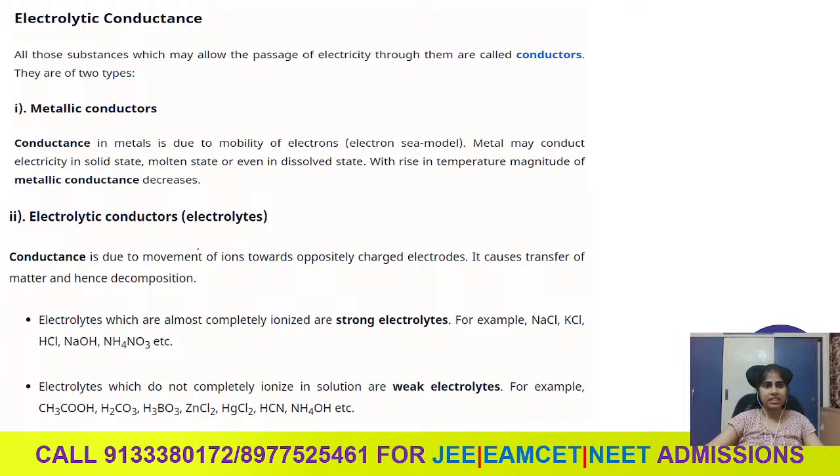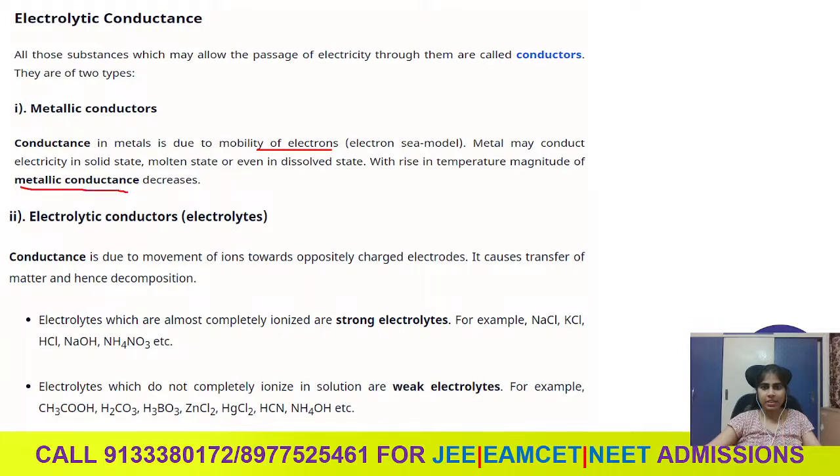And next we can see electrolytic conductance, a few definitions regarding this topic. We can see metallic conductors. As we know, conductors are those which allow electricity to pass through them. The conductance in metals is due to the mobility of electrons. Metals may conduct electricity in solid state, molten state, or even in dissolved state. With rise in the temperature, the magnitude of metallic conductance decreases.